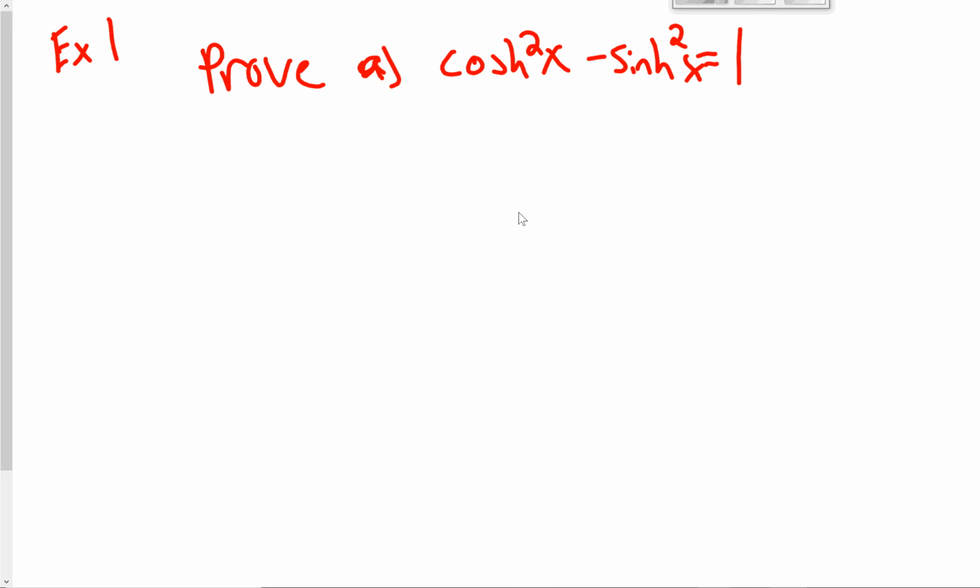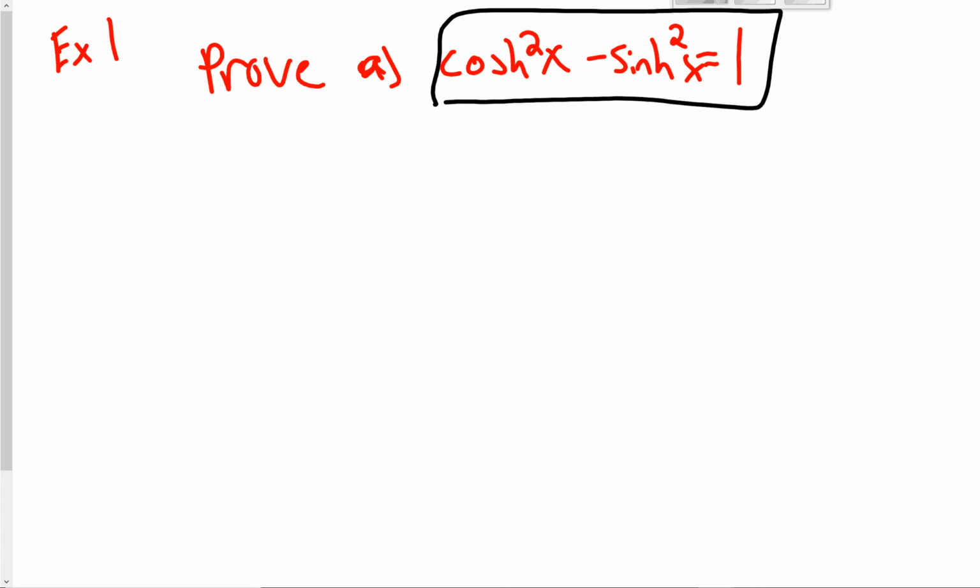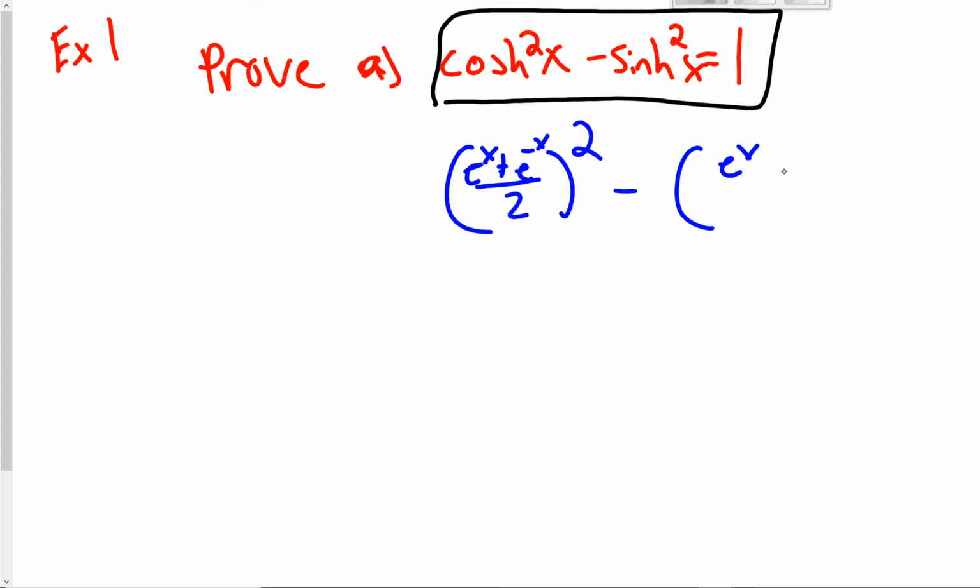All right, let's go ahead and go through an example real quick. Let's go ahead and prove that this is true. So we'll go ahead and square hyperbolic cosine. Well, hyperbolic cosine is e to the x plus e to the negative x all over 2, minus hyperbolic sine, which is e to the x minus e to the negative x all over 2. And so we'll go ahead and square those.